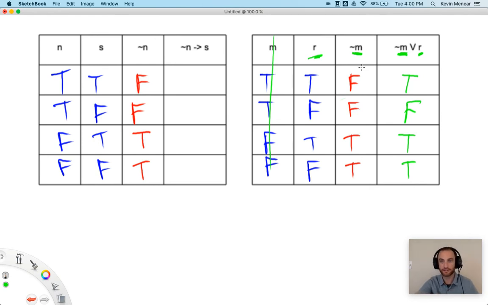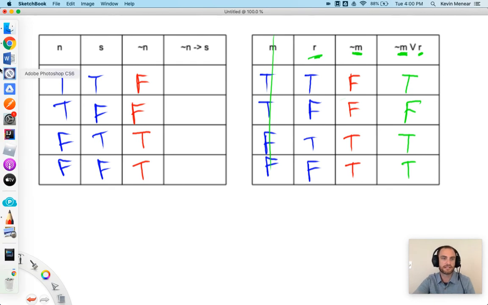Okay, so we handled negations, we've handled "or." What about this one? If then, oh, that's tough. I don't know if I want to go into that one right now. Let's just jump into it. Might as well. Let's just go.